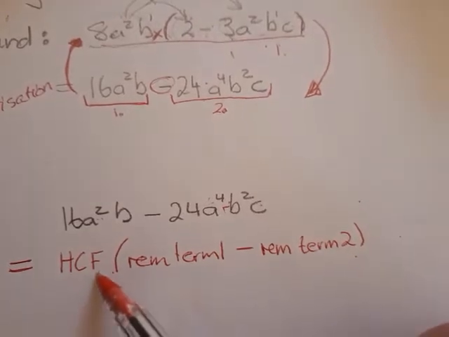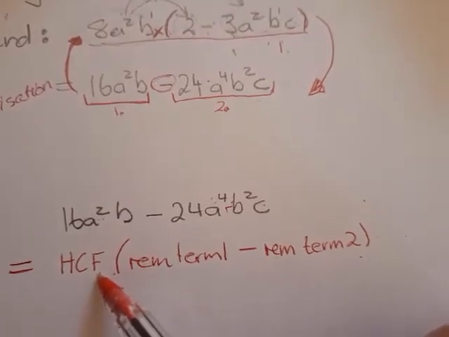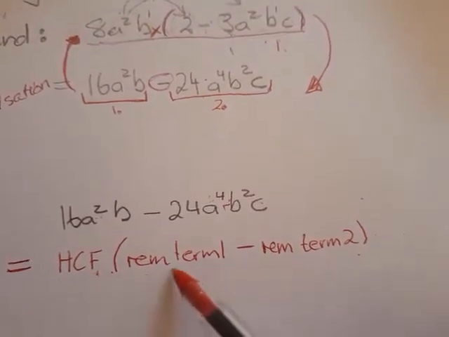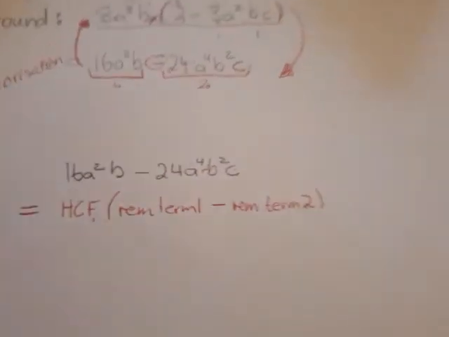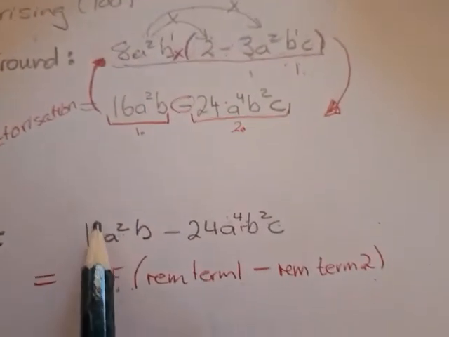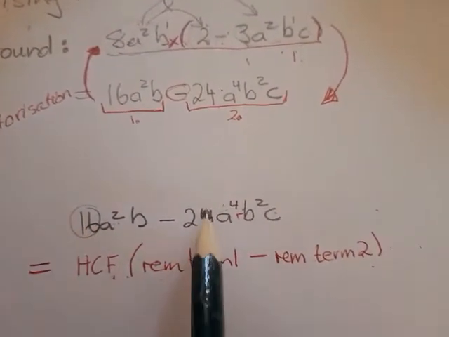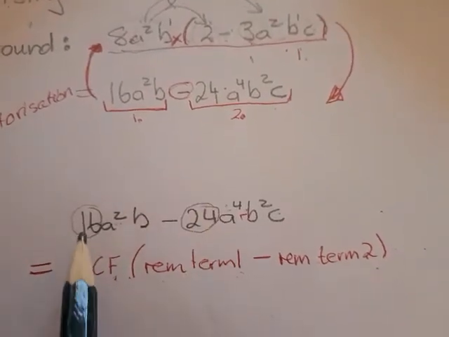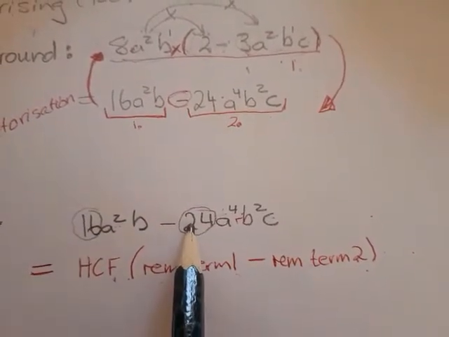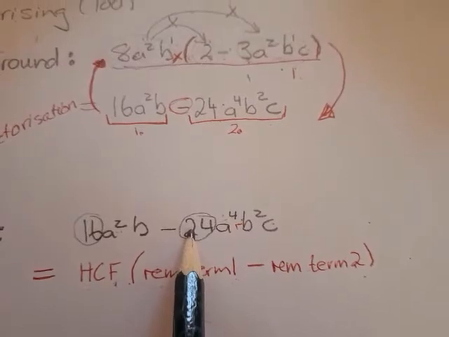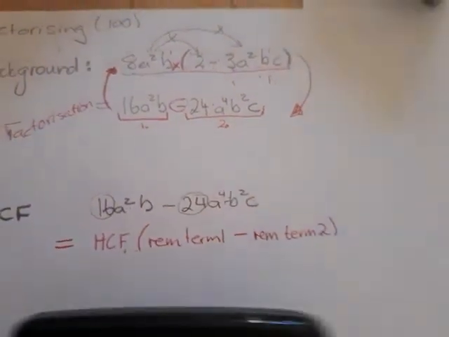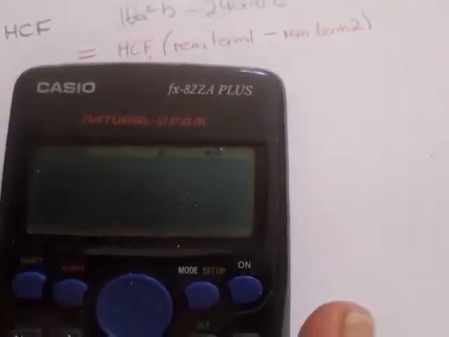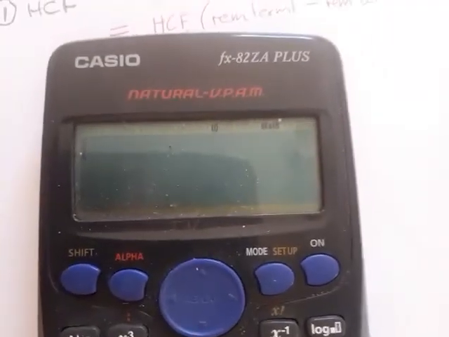Here, we've got a highest common factor outside the bracket, and then inside the bracket, we've got the remainder of the terms. So first you must choose the highest common factor. And please, people, do it step by step. There are 2 numbers there. What is the highest common factor between 16 and 24? Now, I'm going to show you on the new calculators a very easy method. I hope you can see that.